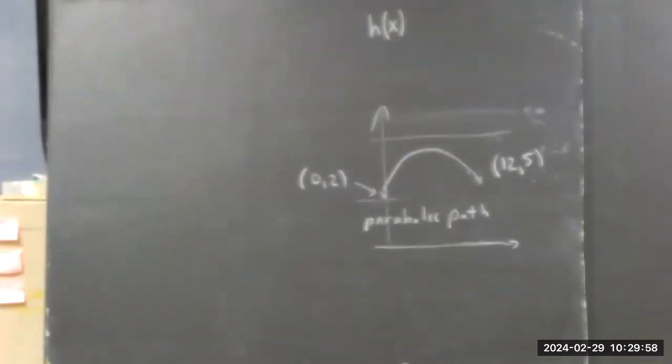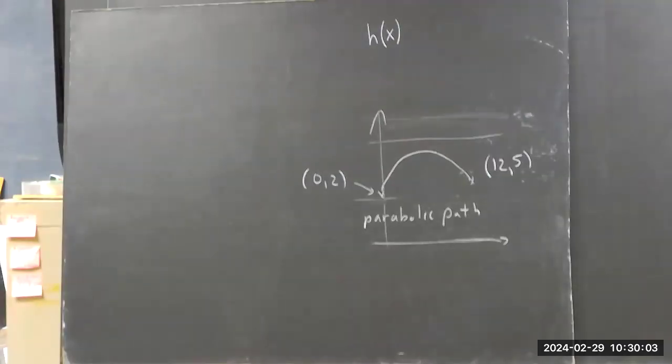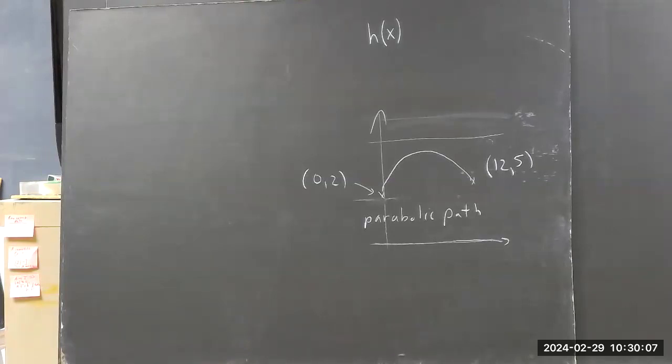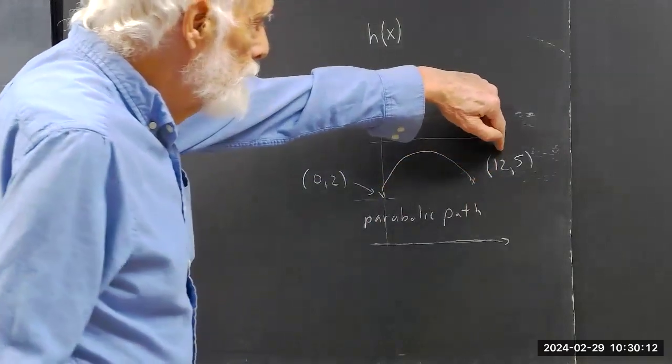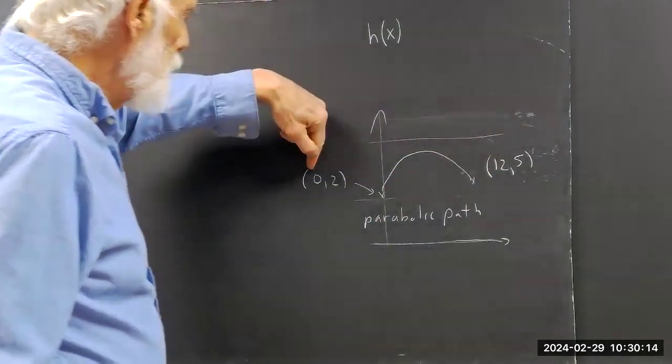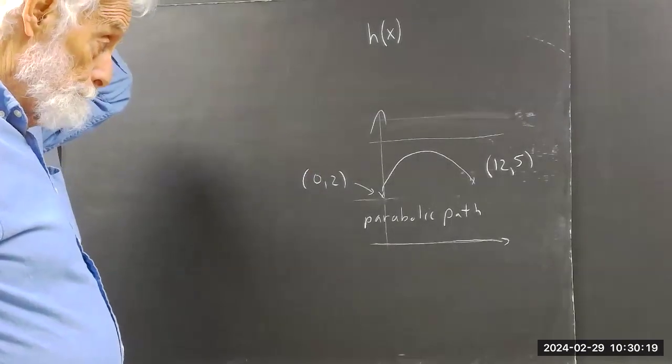Now I can't figure out why the camera went out of focus, but it sure did. Okay, I think it's in focus. Okay, again, we had a parabolic path from 12.5 to 0.2.